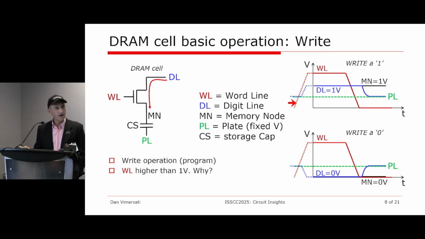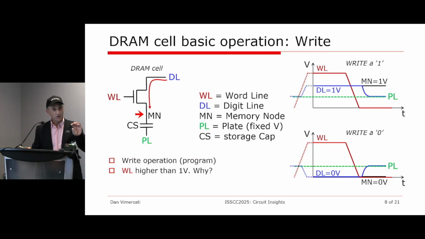So somehow, somewhere before the starting of this diagram, which x is time and y is volts, we raise the word line to some value, and then if we want to write a 1, so we want to pass 1 volt, we raise the digit line to 1 volt, and then the digit line is 1 volt. If the word line is high, the access transistor is on, so some charge will be moved from the digit line that we are forcing to 1 into the memory node. So the memory node will be 1 volt eventually.